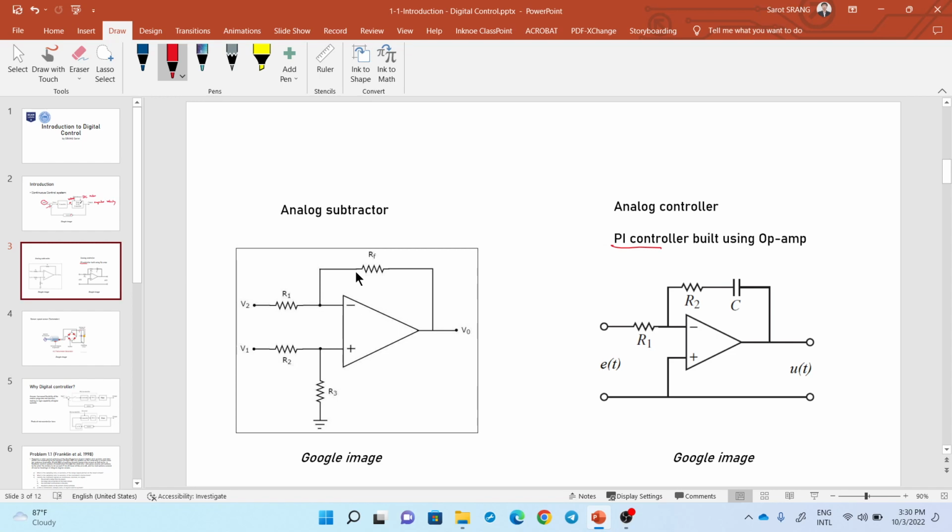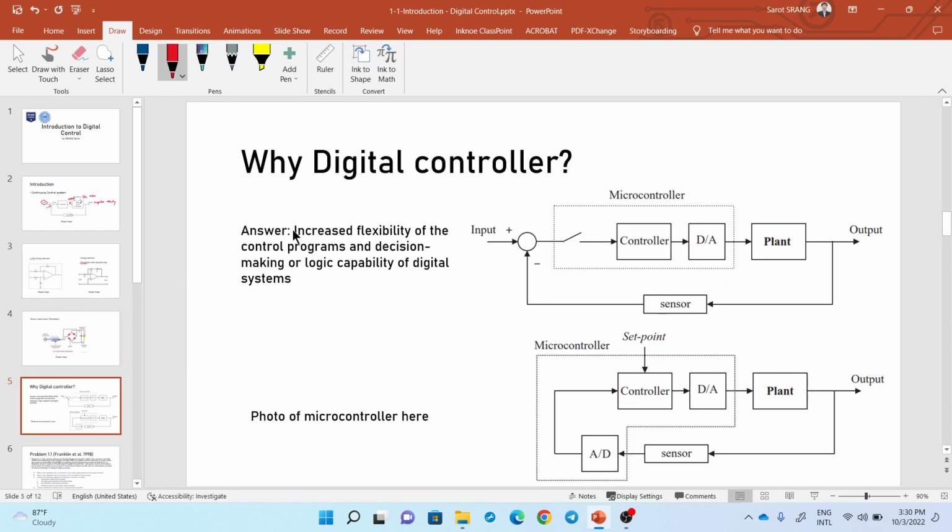If you use the control method as analog, it's called analog. Okay, you deal with your controller, subtractor, comparator, or everything is built based on electrical component. So the iteration process is not convenient. It takes time. That's why digital controller was introduced. So what is the advantage of this type of controller?